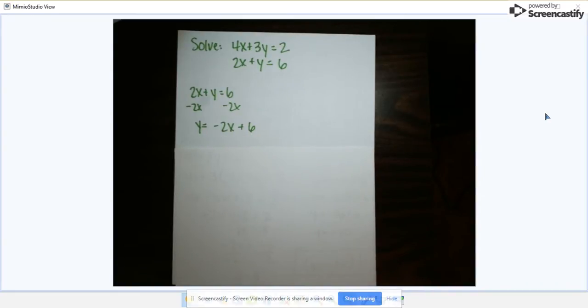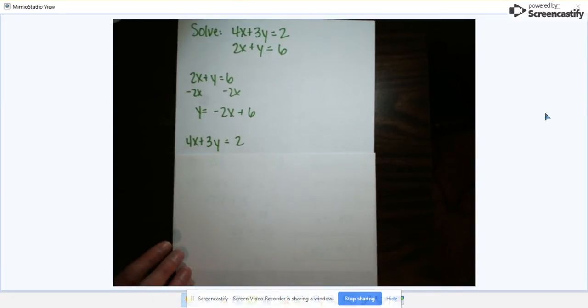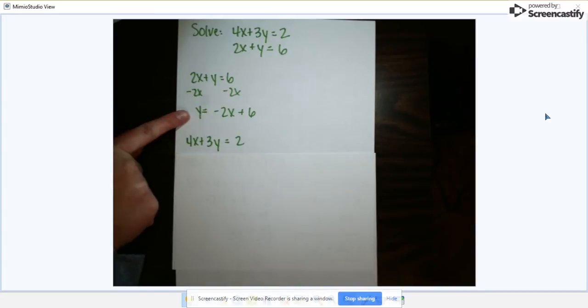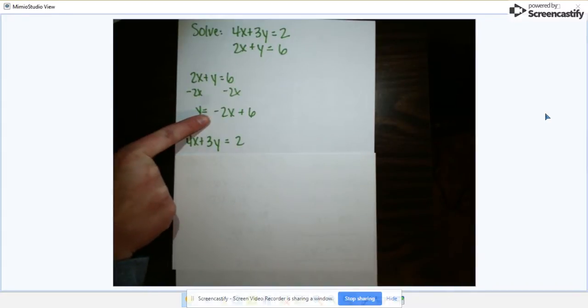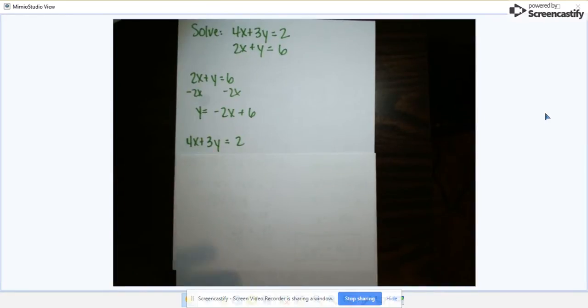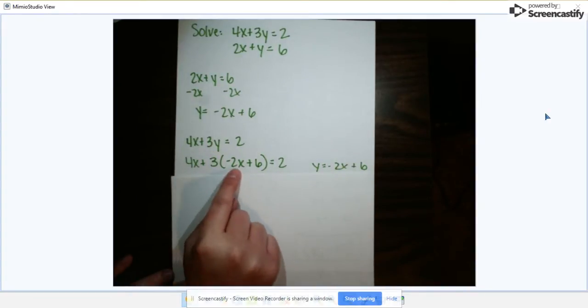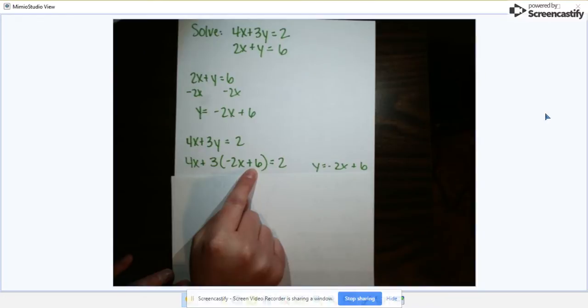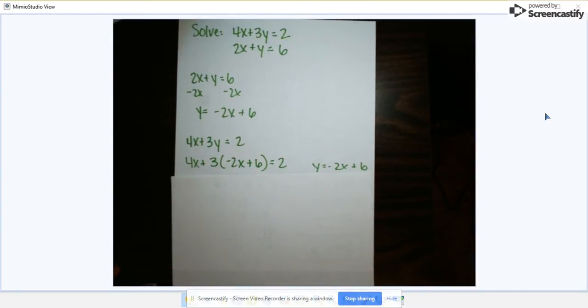Now, we take the equation that we haven't used yet, so 4x plus 3y equals 2. And since we just solved for y, I'm going to take negative 2x plus 6 and substitute or plug it in for the y in this equation. This is where we use our parentheses. So I substitute y, and it looks like this. So now I have 4x plus 3 parentheses negative 2x plus 6 equals 2.